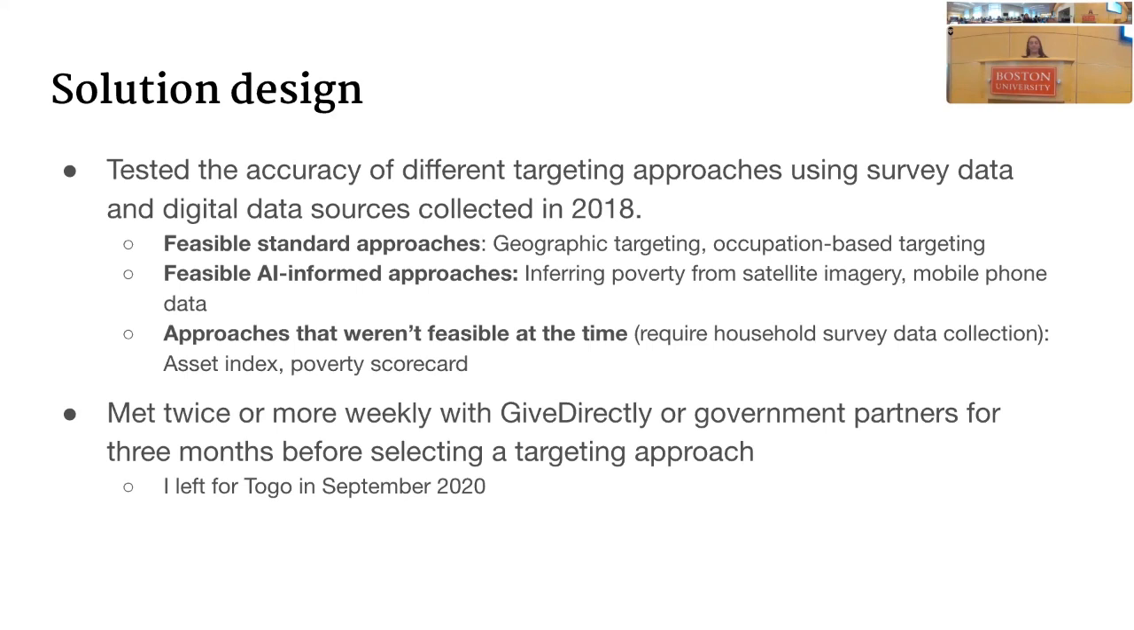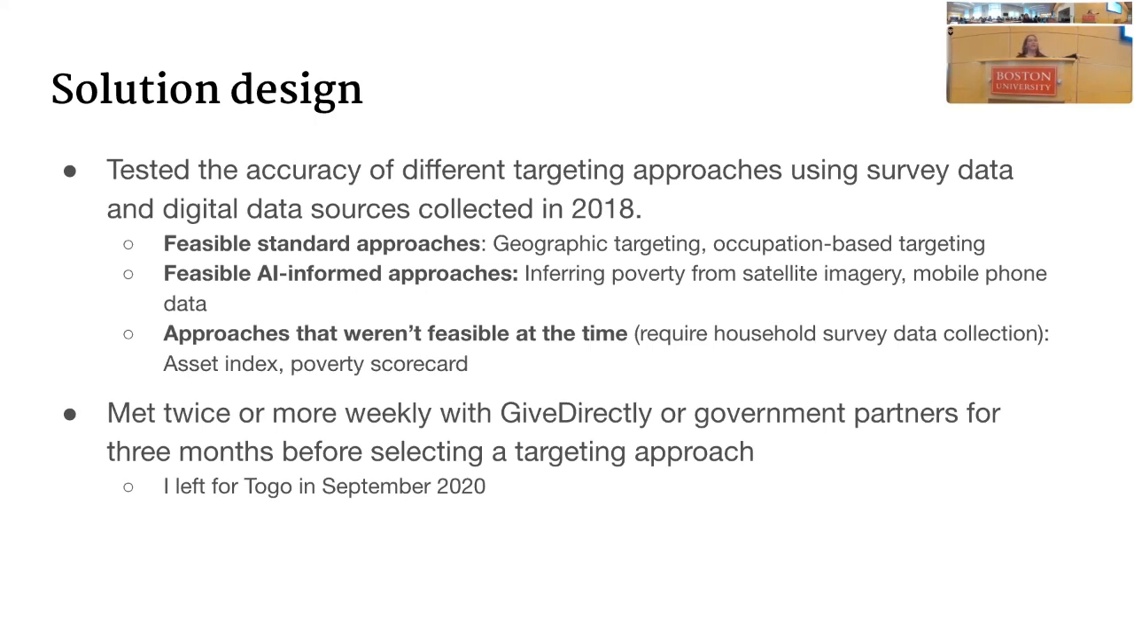In terms of what we actually looked at, we started by looking into different targeting approaches. We looked at standard targeting approaches that would not rely on any machine learning, baseline approaches that the government could have implemented at the time. So things like geographic targeting, just paying everybody living in the poorest parts of the country, or occupation-based targeting, paying everybody in certain occupations, because the government had recently done a large voter registration drive where they had somewhat at random selected occupations for everybody.